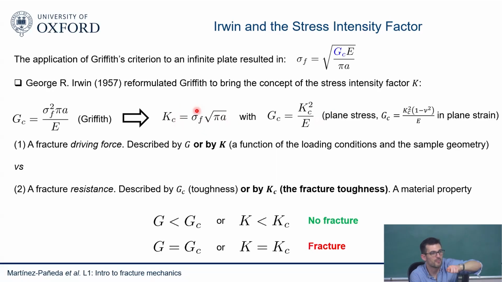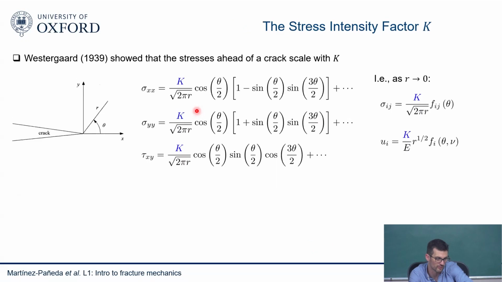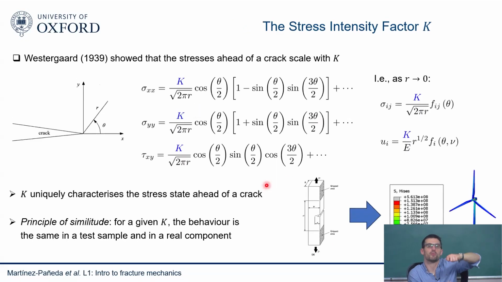So I can do an experiment in my lab. This is for a semi-infinite plate. In other places it will be different. I can do an experiment in my lab, determine what is the critical load at which my, let's say, small metallic component fails, take that critical load, convert it into a critical K, and then that critical K will tell me what's going to happen ahead of any other component made of that material.